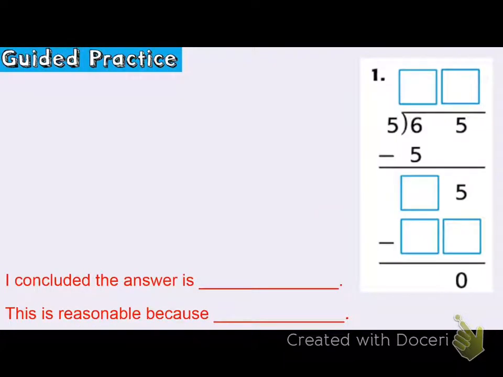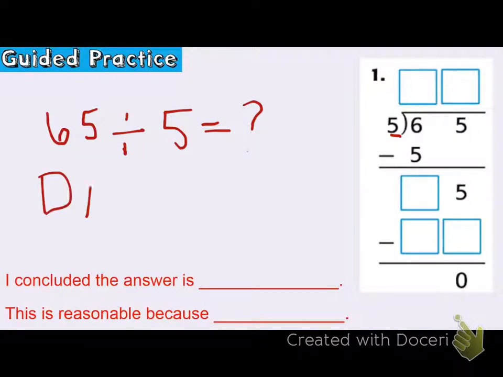Okay, moving into guided practice. Okay, and I'm looking at 65 as my dividend. I'm going to put 65 into 5 equal groups, and I need to figure out what is the quotient. How much is in each of those 5 groups? So, of course, my steps: divide, multiply, subtract, bring down, or dad, mom, sister, brother. And I'm going to start with divide.